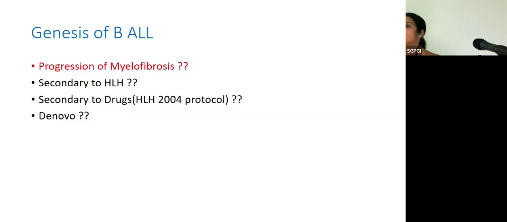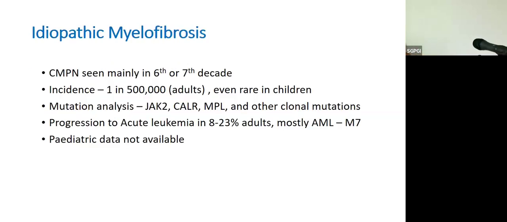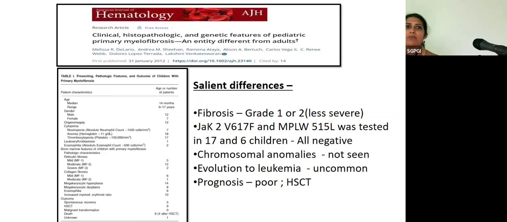So if I talk of progression of myelofibrosis, you know that myelofibrosis is usually a disease of old age, and whatever leukemias are known to arise from myelofibrosis are the AMLs and not ALLs, right? There is a paper by Delario et al. which shows that primary idiopathic pediatric myelofibrosis is a distinct disease entity. It is very different from adult myelofibrosis. It has less fibrosis. The JAK2 mutation and the MPL mutation were negative.